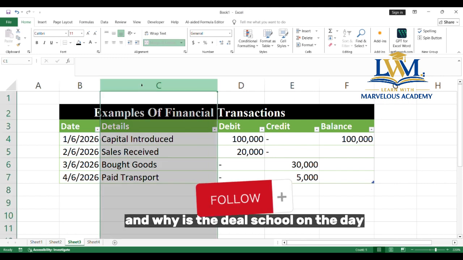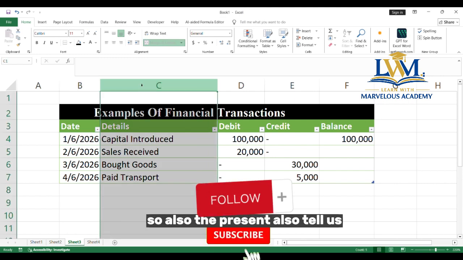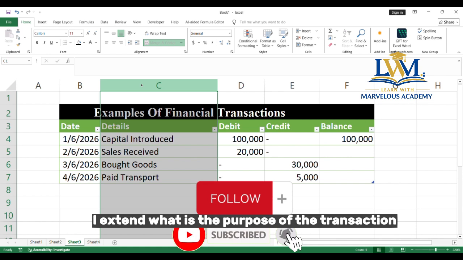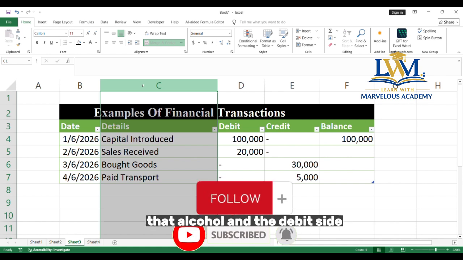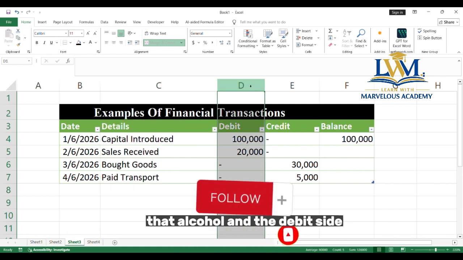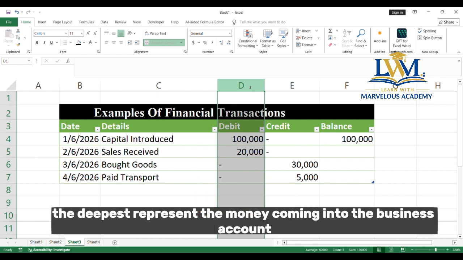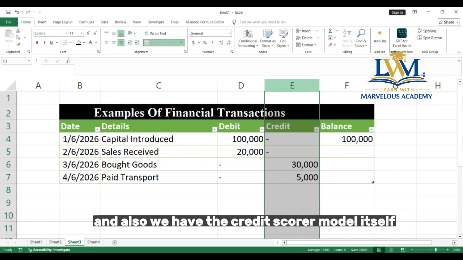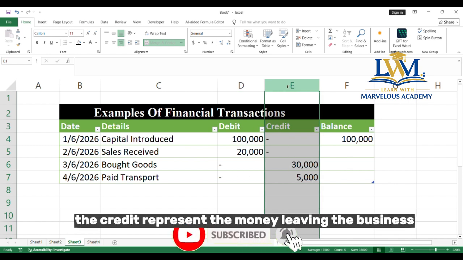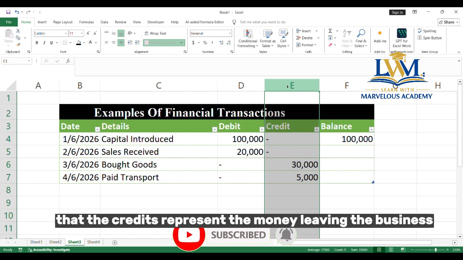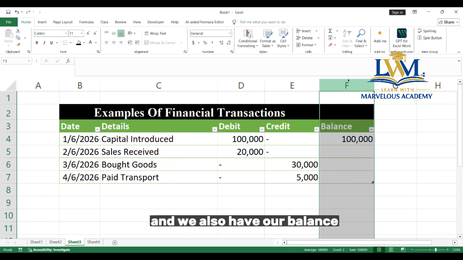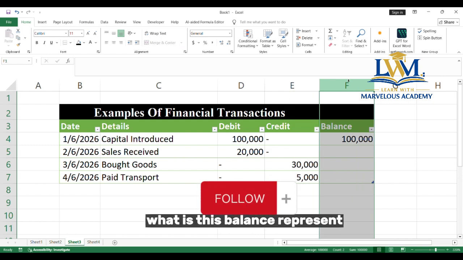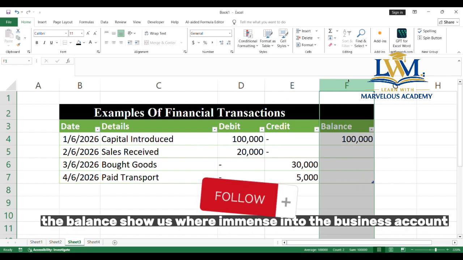The details column explains the purpose of the transaction that occurred. The debit column represents the money coming into the business account. And we also have the credit column. The credit represents the money leaving the business. And we also have our balance. What does this balance represent? The balance shows us what remains in the business account.